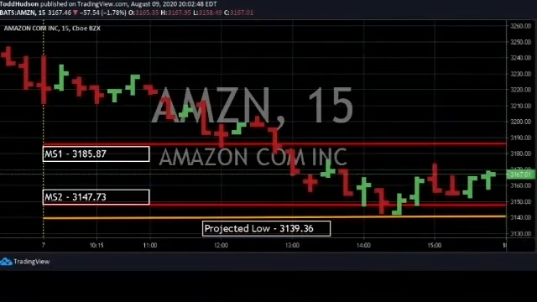As you can see here, Amazon actually reached the MS1 level down around noon, and then it proceeded to the second level down right around 2 p.m. And then basically it closed below the MS1 level down and above the MS2 level down.